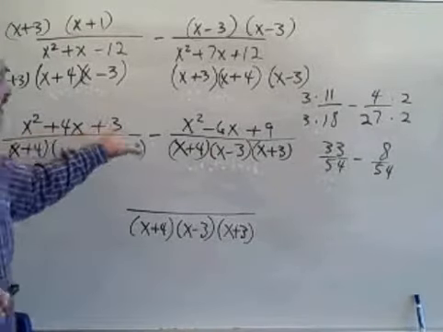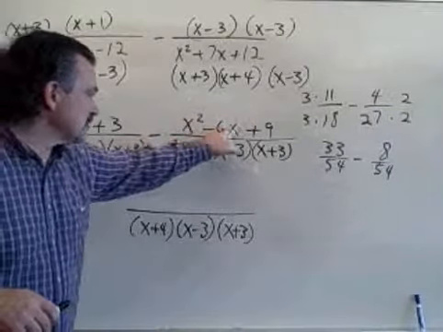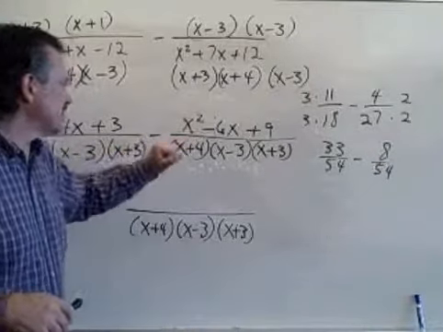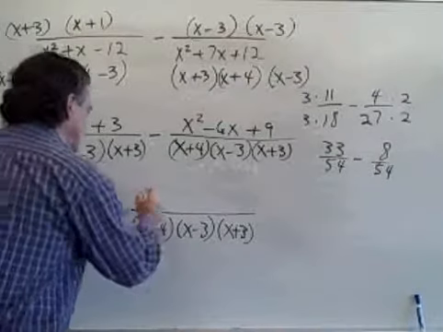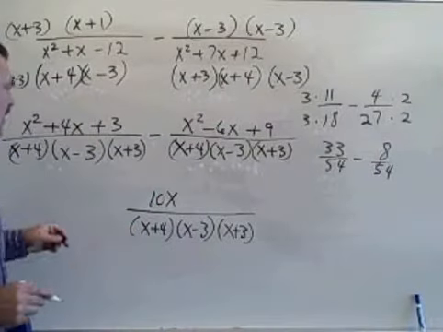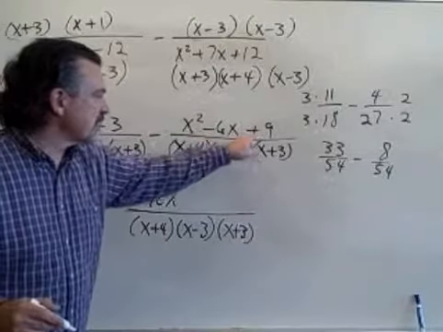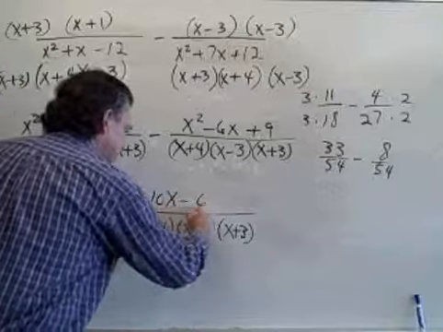Plus 4x minus a minus 6x. Remember what the minus sign is going to do. It's going to change the signs. So plus 4x minus a minus 6x is going to be plus 4x plus 6x. That'll be 10x. And plus 3 minus a plus 9. So that's plus 3 minus 9, which is minus 6.